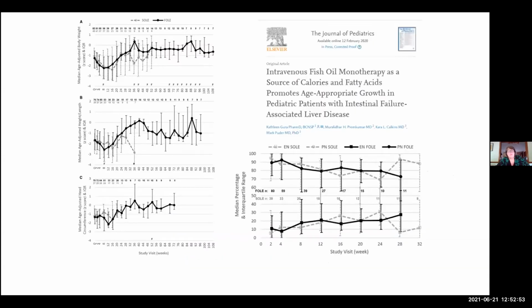People were concerned with this approach of using pure fish oil monotherapy. They thought patients would get essential fatty acid deficient or not grow as well. And last year in 2020, the data that we used to get the new drug application approved for the fish oil monotherapy, we had a multi-center trial from UCLA, Boston, and Texas Children's, and we showed that both growth and essential fatty acid status was maintained in patients with IFALD, whether they got fish oil monotherapy or soybean oil monotherapy. So we showed that growth was definitely the same or better.